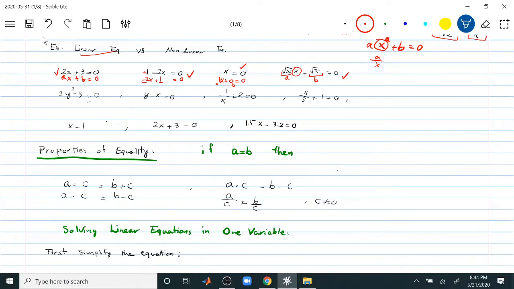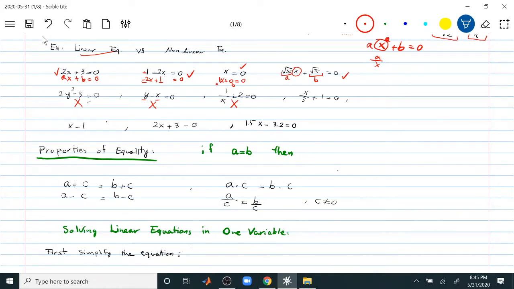How about 2y squared minus 3? We have an exponent, y squared, definitely not a linear equation. y minus x equal to 0, we have two variables. It is a linear equation, but it's in two variables. We haven't discussed this, so we cannot consider this a linear equation in one variable. Fraction with x in the denominator, definitely not a linear equation. How about x over 3 plus 1?